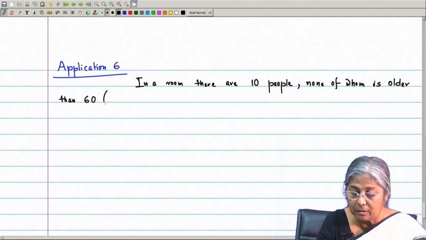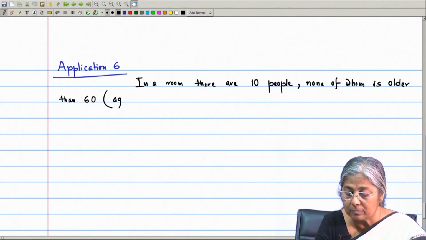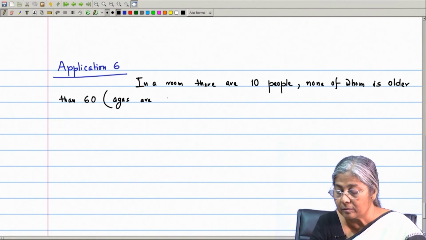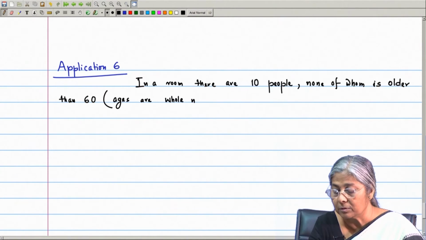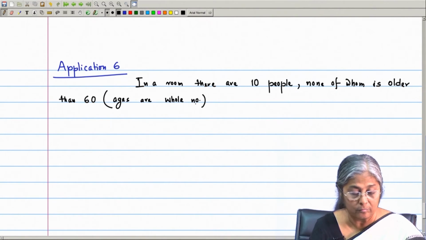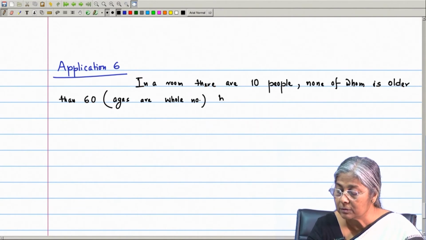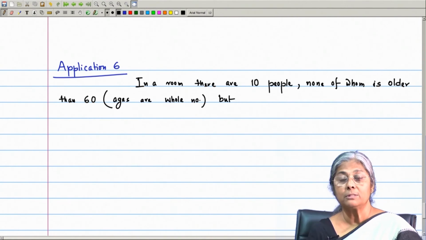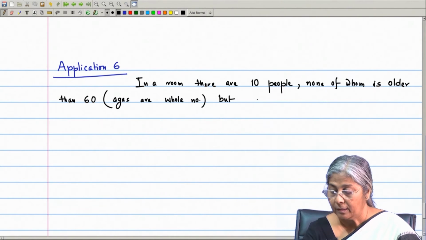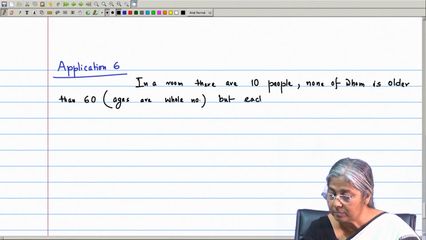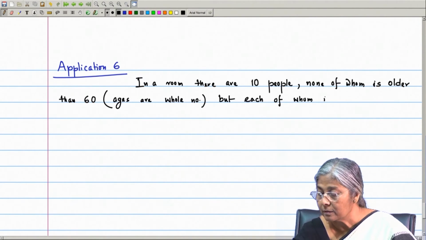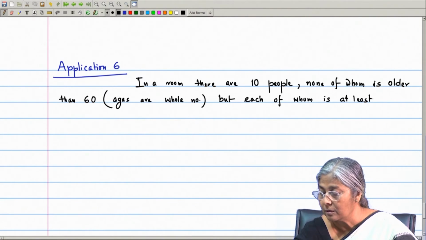And we assume that ages are whole numbers. So, none of whom is older than 60 means everyone's age is less than or equal to 60, but the age of each of whom is at least 1 year old.